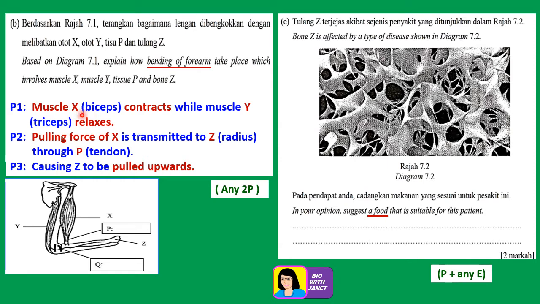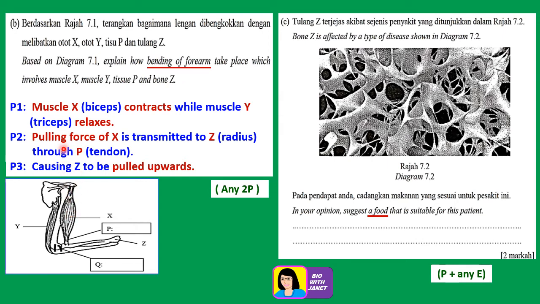Now, the first point is muscle X contracts while muscle Y relaxes. Okay, so biceps here will contract, whereas triceps, which is muscle Y, relaxes. This is the action of antagonistic muscles, which work in opposite ways to one another. Okay, so when one contracts, the other will relax. So in this case, for the bending of forearm, it is muscle X, the biceps, that contracts, right?